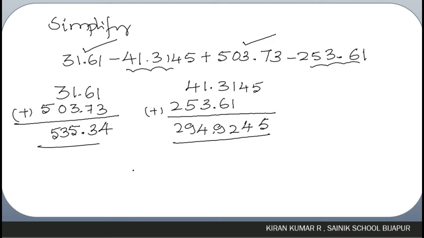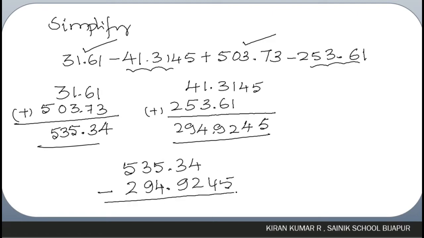Finally, I'm going to consider 535.34, then minus 294.9245. I'm going to subtract now. Along with 34, I'll consider 2 more zeros so that it becomes like decimals. We'll be getting the result as 240.4155. This is how we are going to add and subtract.